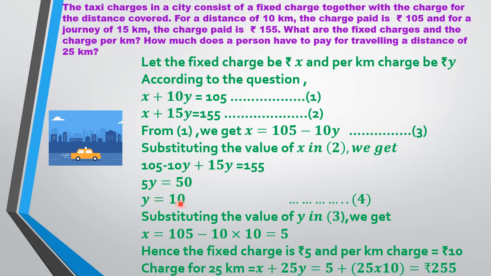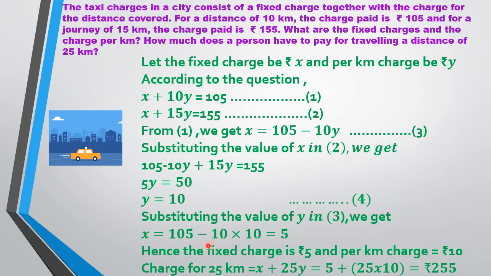Therefore y is equal to 10. Now we will substitute this value in any of the equations. But it is always easier to substitute in equation 3 because you are directly having the value of x. So x is equal to 105, which is already in equation 3, minus 10y is also already there. Just you have to replace this y with the value which we just found in equation 4. So we replace y with 10 and subsequently we get the value of x. x is equal to 105 minus 100, that is 5.